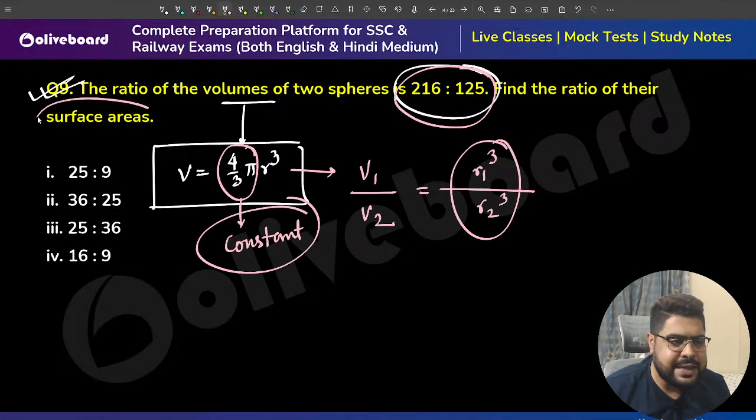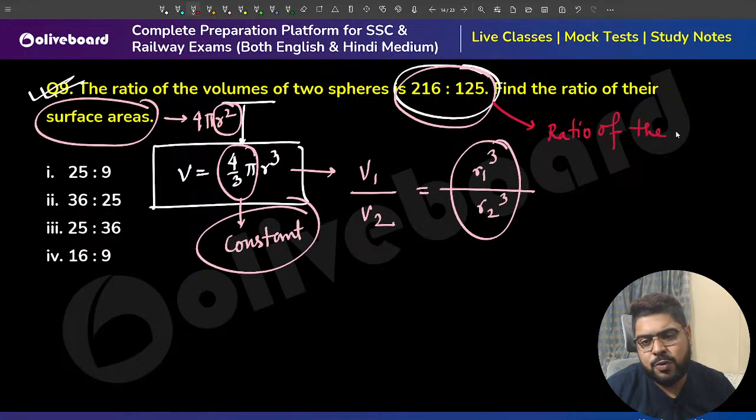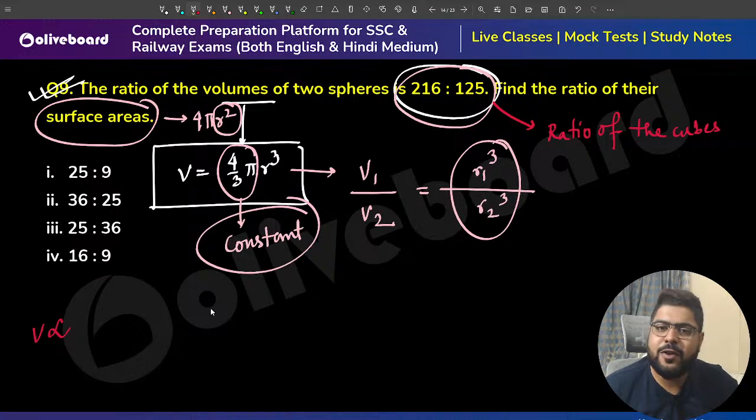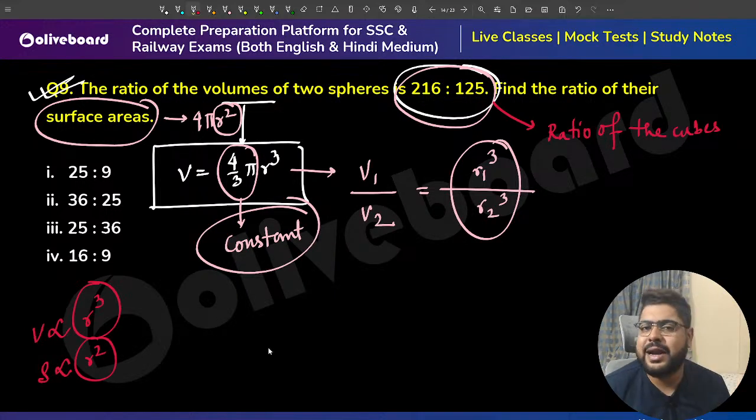And the surface area is 4 pi r square, meaning it contains squares. If you think a little bit, this is the ratio of the cubes. Because ultimately volume varies with r cube, the cube of the radius, whereas surface area varies with r square.